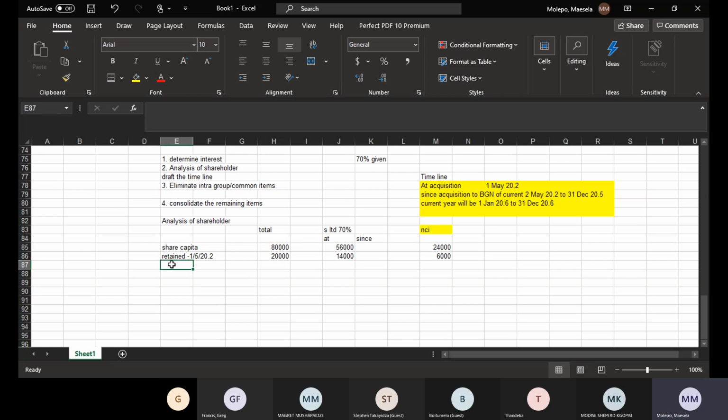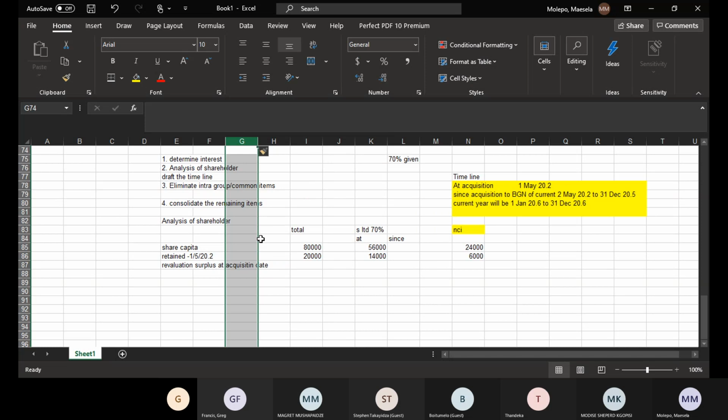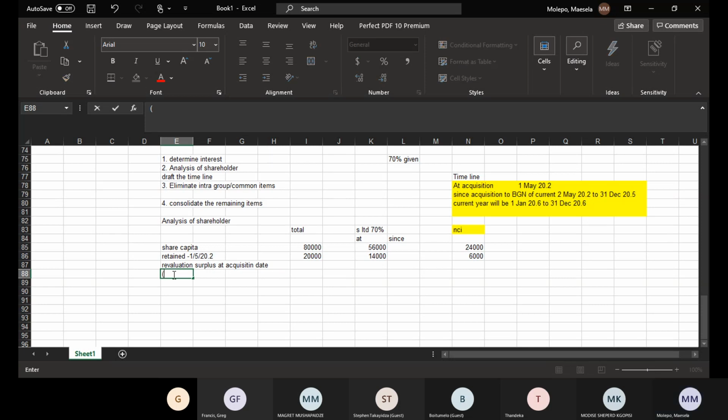Then we're gonna have the revaluation surplus, because they say on the date of acquisition, P decided to value the land and building of S from 200 to 300. So at acquisition date, the land initially was valued at 200,000, less 300,000. So it will be 300 less 200,000, which gives us the 100. So 70 here and 30 here.